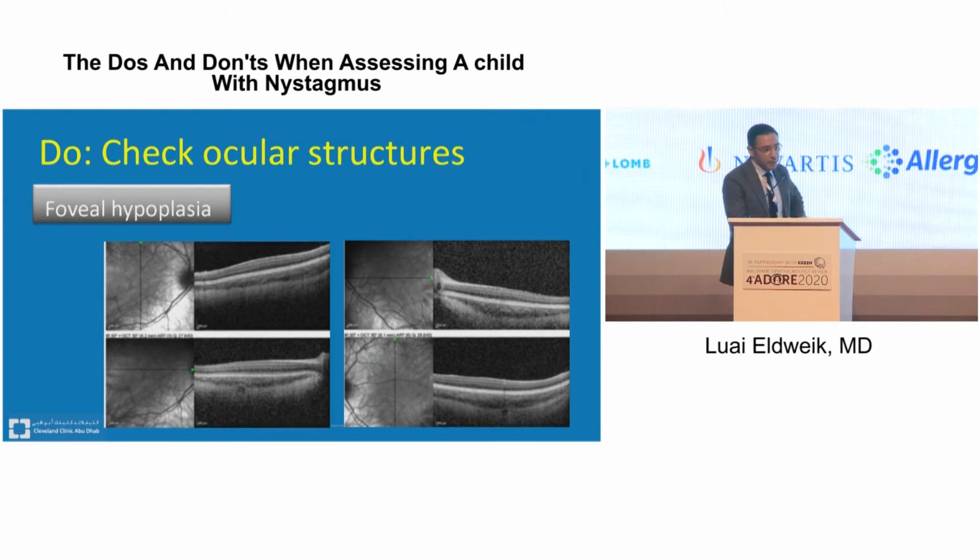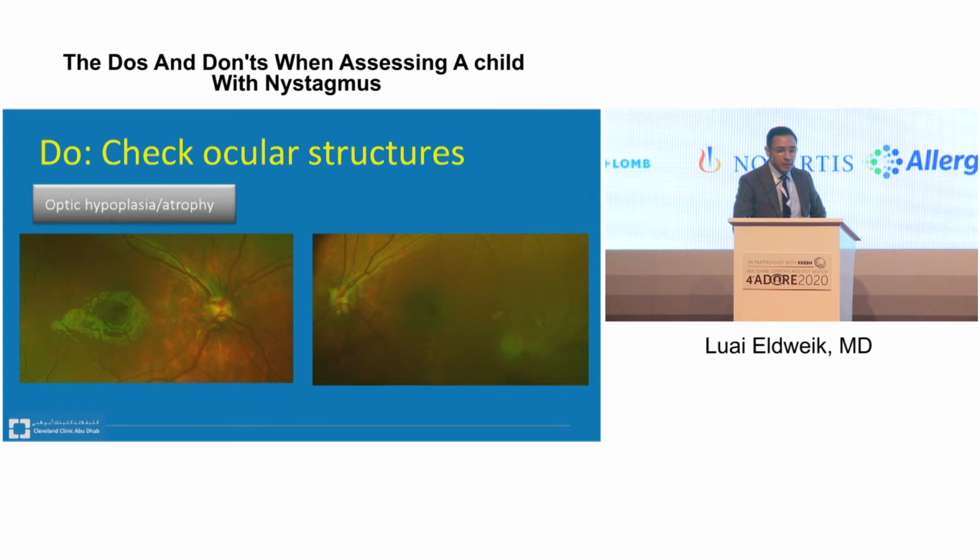Foveal hypoplasia, if you have a patient who can sit for OCT. Optic nerve changes. When I'm talking about optic nerve changes, I'm talking about optic nerve hypoplasia, aplasia, optic atrophy. You have to look for these. And in a prior presentation, I said to use the direct ophthalmoscope. It gives you a detailed view of the optic nerves. The indirect does not. So try to use the direct through a dilated pupil. That gives you a lot of information.